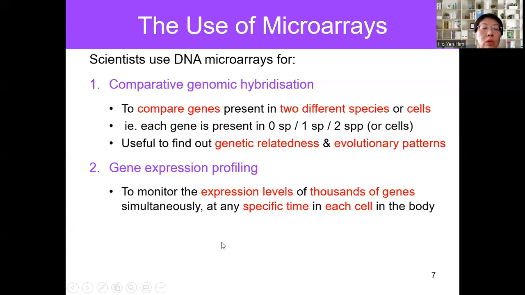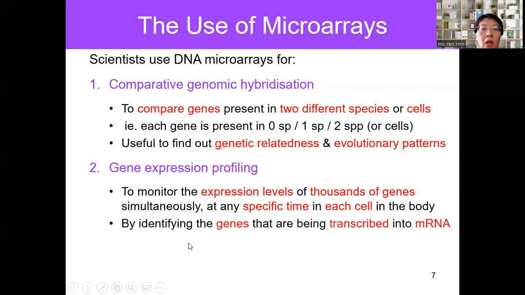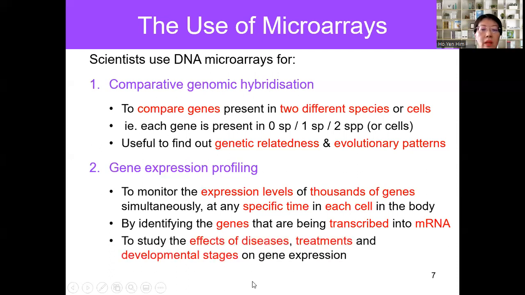So we want to monitor the gene expression. We want to identify the genes that are being transcribed into mRNA, because when a gene is expressed, it is actually transcribed into mRNA. So we want to find out what genes have been transcribed into mRNA, which cell will transcribe it, at what time it will transcribe it, and to what level it will transcribe it. So this will help us to study the effects of diseases.